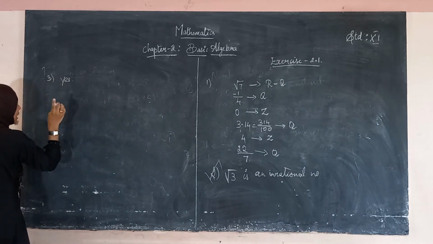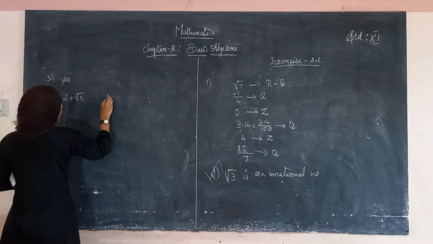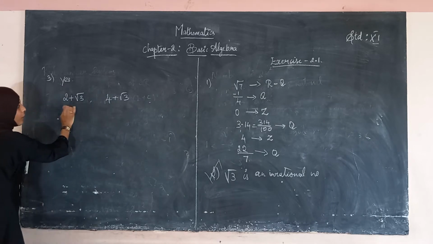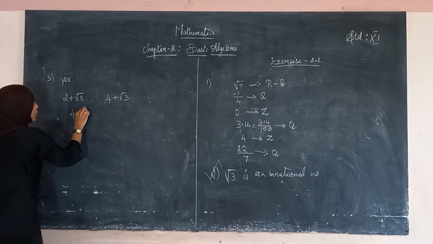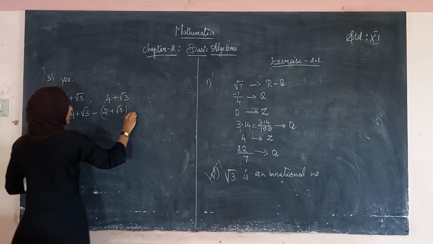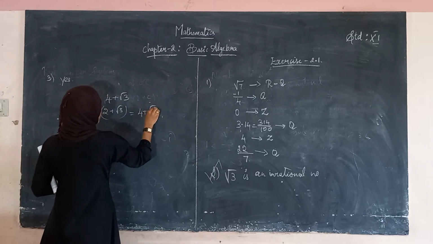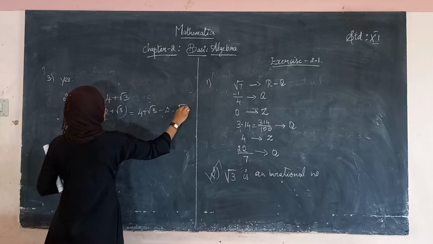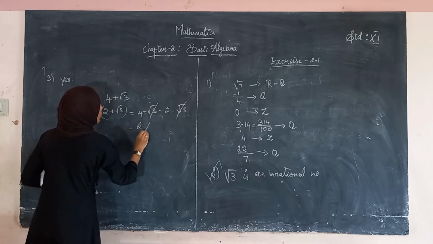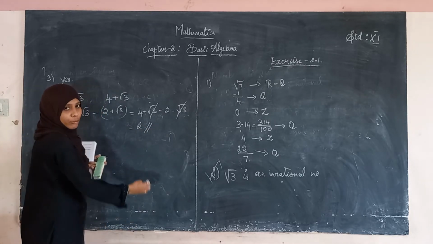Okay. Now, let us take two irrational numbers. 2 plus root 3 and 4 plus root 3. This is an irrational number and this is an irrational number, right? We have to find the difference. See here, 4 plus root 3 minus of 2 plus root 3. Okay. Now, multiply this minus inside, what happens? 4 plus root 3 minus 2 minus root 3. See here, plus root 3 and minus root 3 gets cancelled. 4 minus 2 is 2. What is this? This is a rational number, right? 2 can be written as 2 divided by 1. Therefore, this is a rational number.